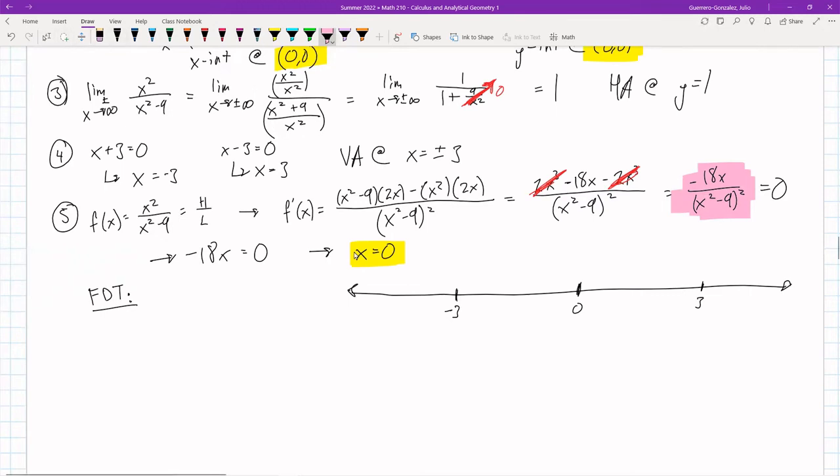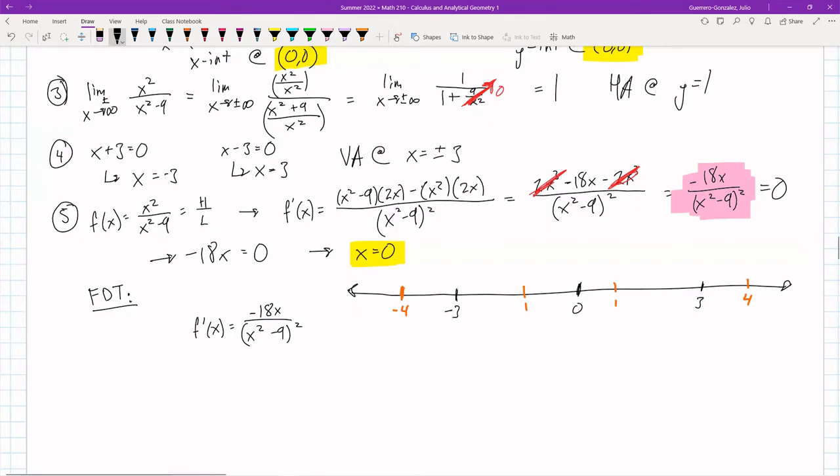So let's start doing this. I'm going to pick some representative values. Let's try -4 over here, let's try 1, and let's try 4. I want to plug them into my derivative, so I'm going to rewrite my derivative over here. F prime of x is equal to minus 18x over x squared minus 9 squared.